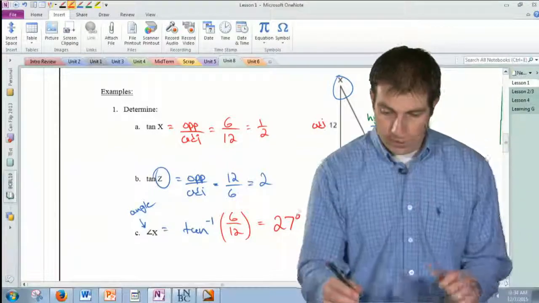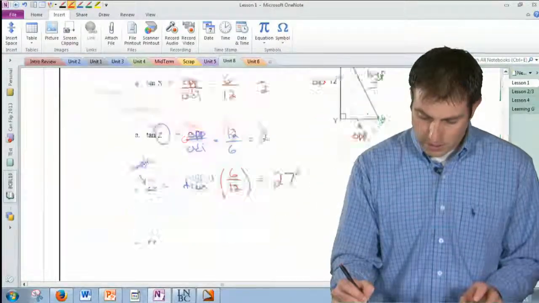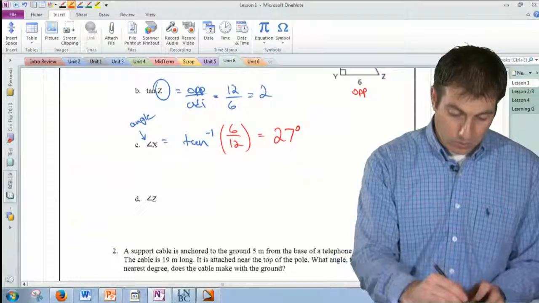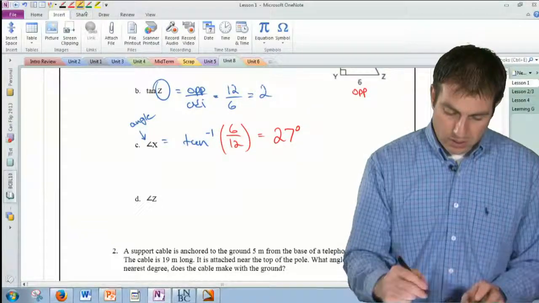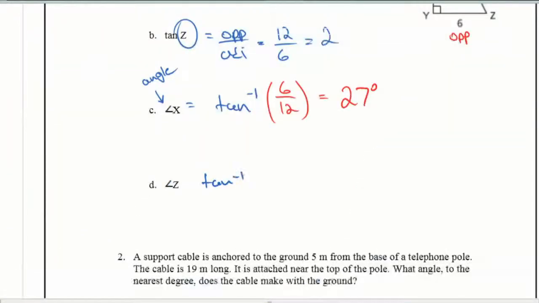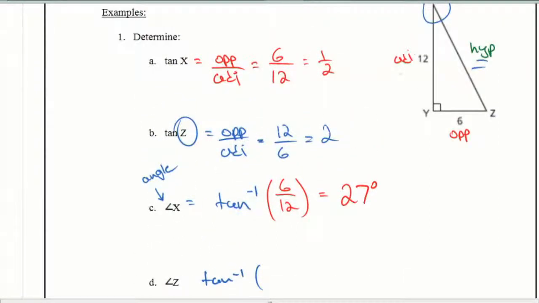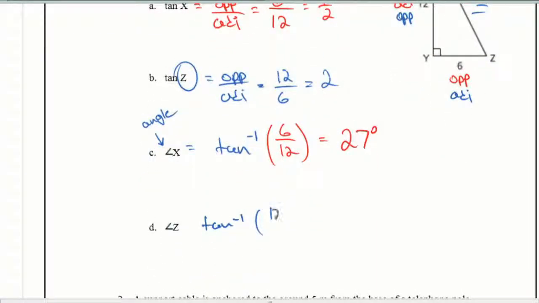So let's look at the next example. Angle Z we're trying to find now. And remember we had to relabel our triangle to figure this one out. So if we started at Z, now this is the opposite up here, this is the adjacent down here. We have 12 over 6. We want to figure out what that is. Or we can call this the inverse tangent of 12 over 6, which is just 2. So what is that going to be?